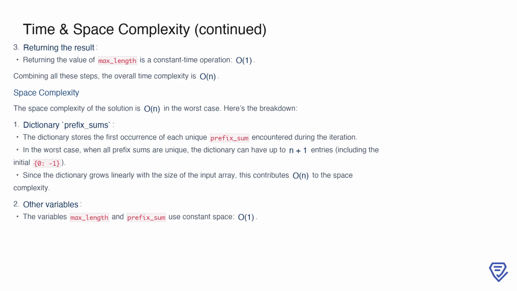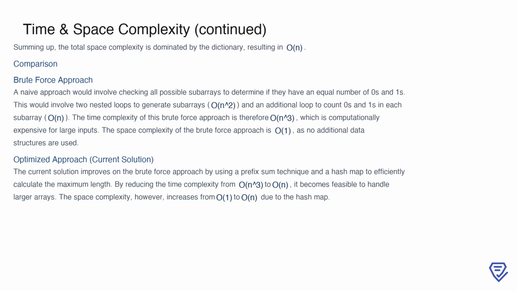Apart from the dictionary, the algorithm uses a few variables like max_length and prefix_sum, which take constant space. Therefore, these variables only contribute O(1) to the space complexity. When we combine these factors, the overall space complexity becomes O(n). In summary, the solution's space complexity is determined primarily by the dictionary, resulting in O(n) space in the worst case.